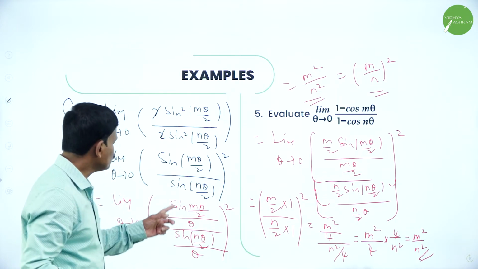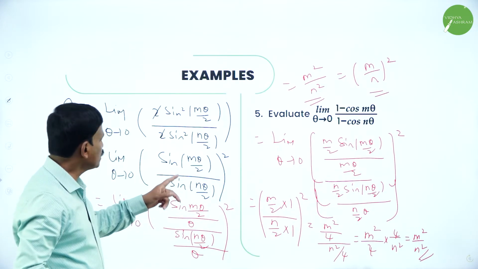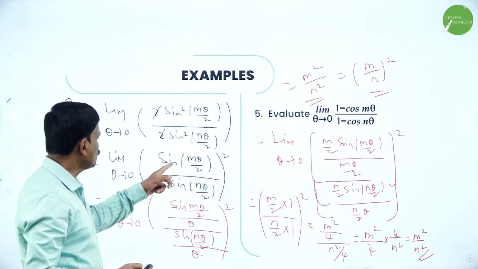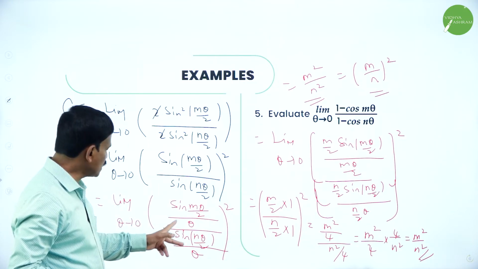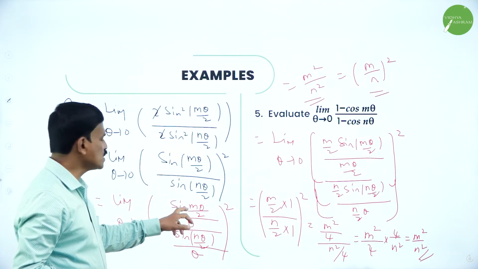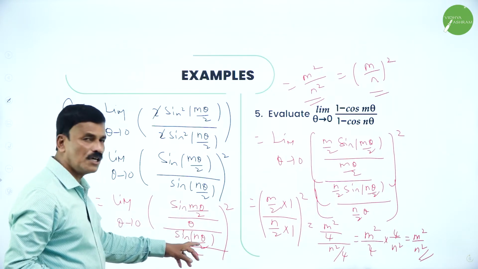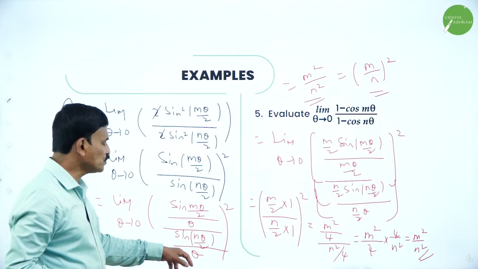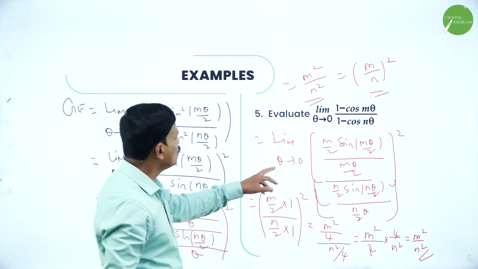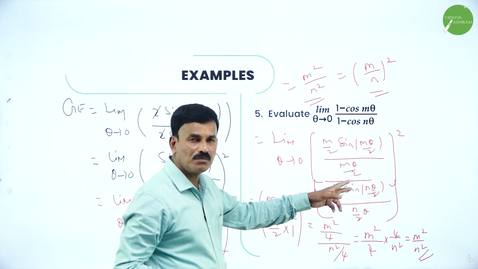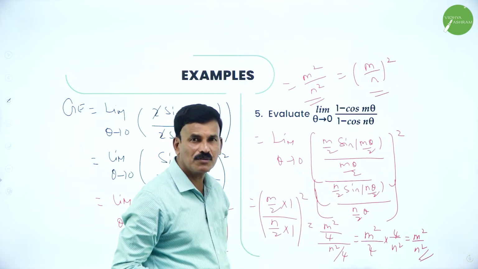Just the thing is, first in the numerator and denominator, divide by theta. So divide by theta both in numerator and denominator. Then convert the numerator into sin of m theta by 2 divided by m theta by 2, and the denominator into sin of n theta by 2 divided by n theta by 2. For that, in the numerator just multiply and divide by m by 2. For the denominator, multiply and divide by n by 2.